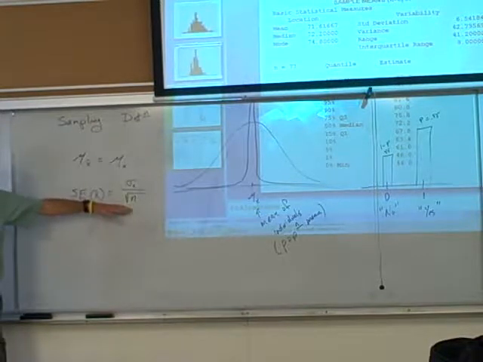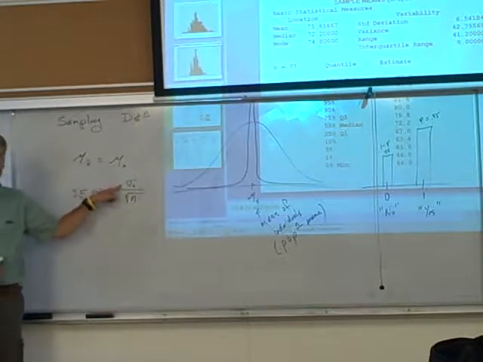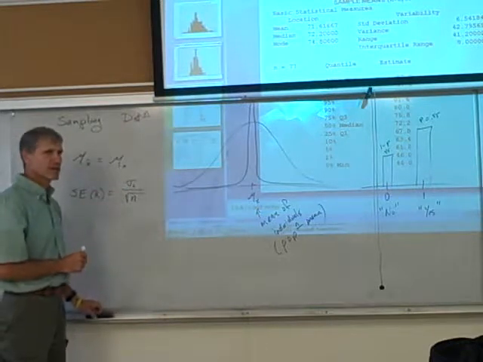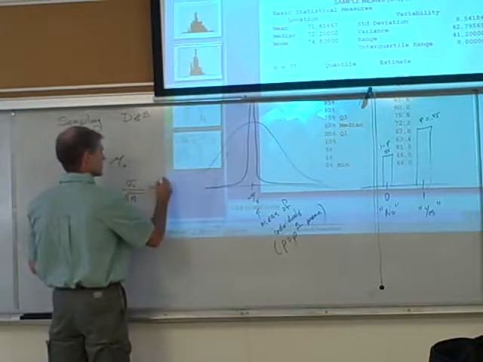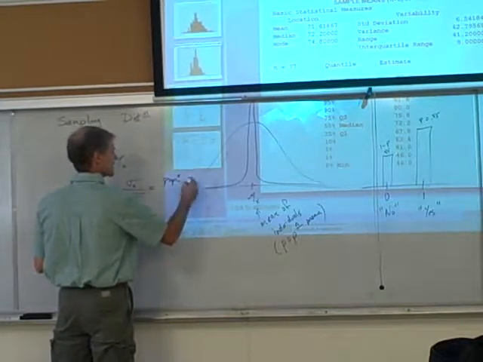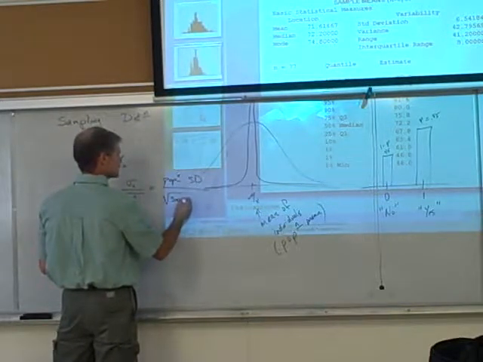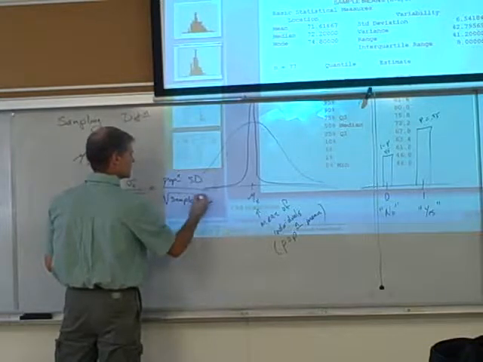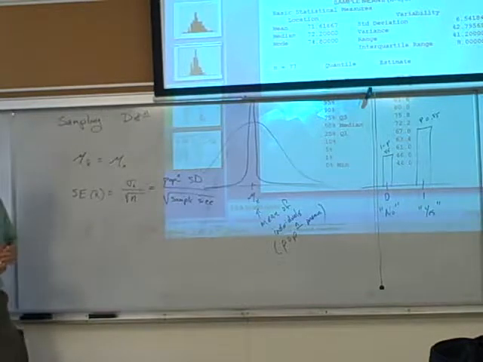You had a square root of n on the bottom of the p hat standard error that we had up here a minute ago. Same thing applies for means. What is this sigma x? This is lowercase sigma. What does that stand for? Standard deviation of, and it's a sigma, so it's the population. So I'm going to write it in words. This is the population standard deviation divided by the square root of the sample size. Okay?